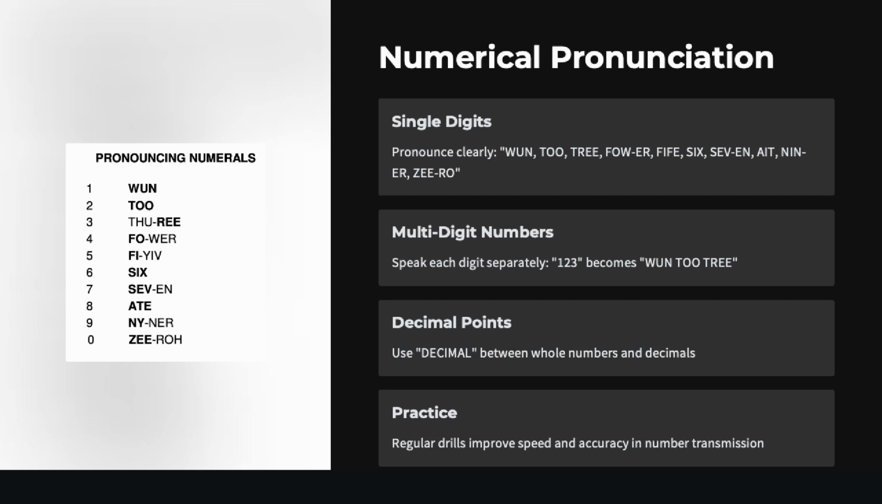So next we have some numerical pronunciation. So pronouncing single digits. Pronounce clearly as 1, 2, 3, 4, 5, 6, 7, 8, 9, and 0. For multi-digit numbers, you'll speak each digit separately. So 123 becomes 1, 2, 3. Using decimal points, you just use decimal between whole numbers and decimals. Practice. Regular drills improve speed and accuracy in number transmission.